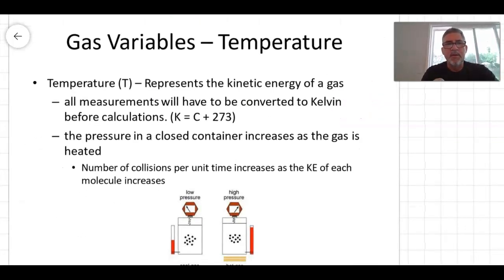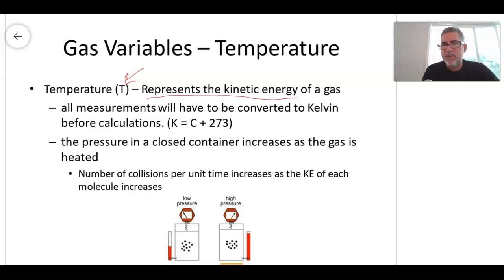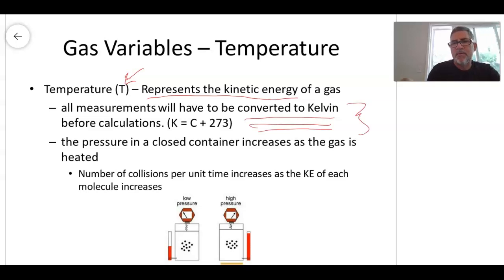All right. Temperature. So temperature is one we have to think about. So temperature represents kinetic energy. Right? So if I increase the temperature, which is the average kinetic energy in a substance, I increase the velocity, and I get more collisions per unit time. So, but everything needs to be converted to Kelvin. Right? We convert it to Kelvin because there are no negative numbers. All right, so we use Kelvin.